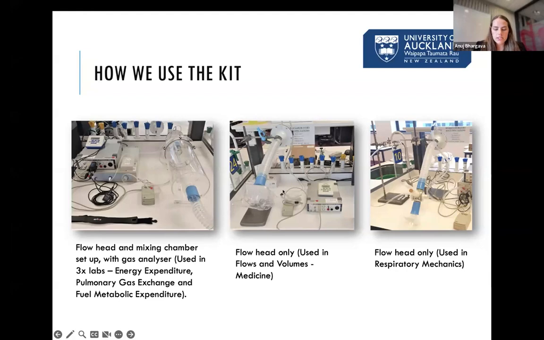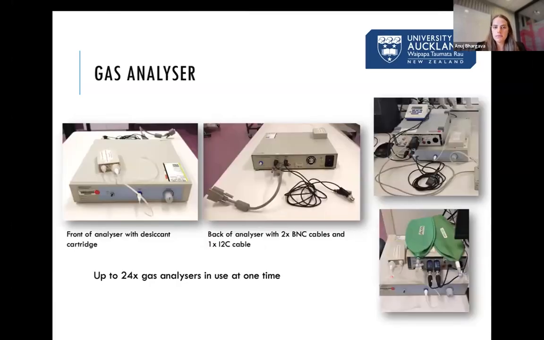Then the second middle picture here, we use only the flow head with a short tubing and a viral filter attached. And this is used in 1 lab setup. And then the last picture here on the right, only the flow head as well with the short tubing and a viral filter, but there's also a 2-way tap attached to obtain pressure recordings. And this is also used in only 1 lab setup. So that's the 3 different ways we've implemented this equipment into our labs. So I'll go on to the gas analyzer now.